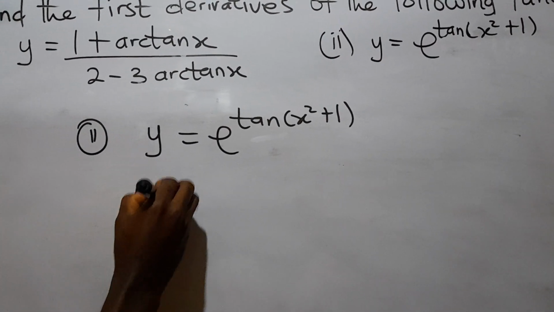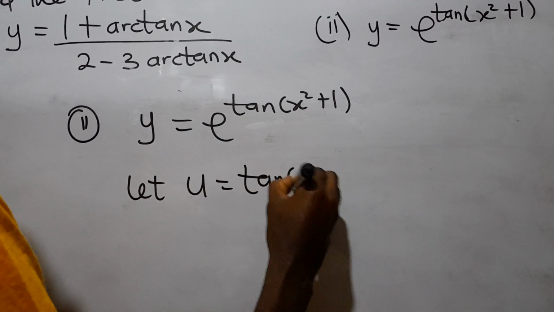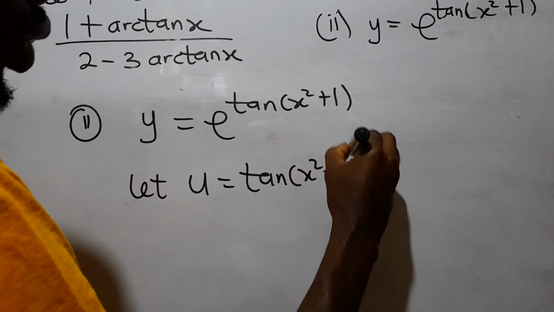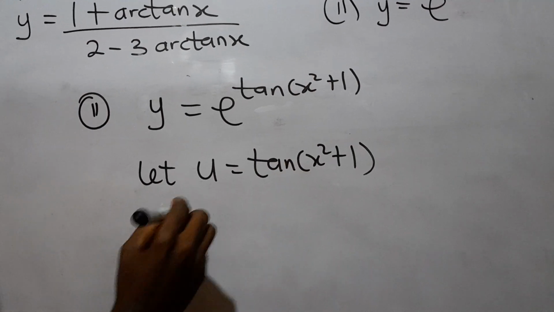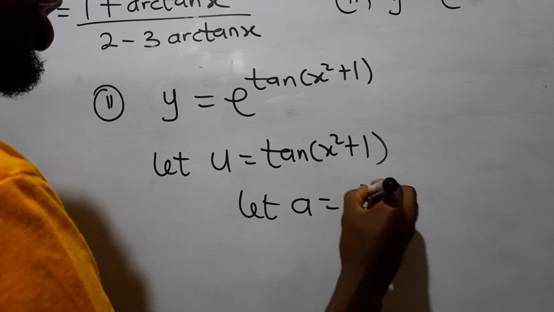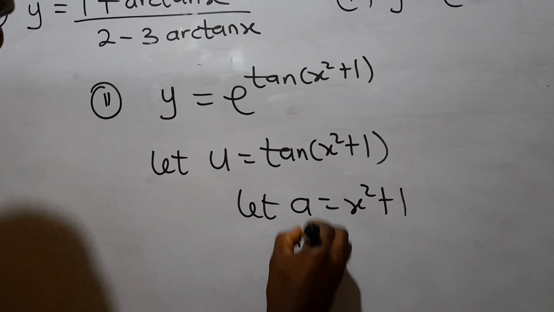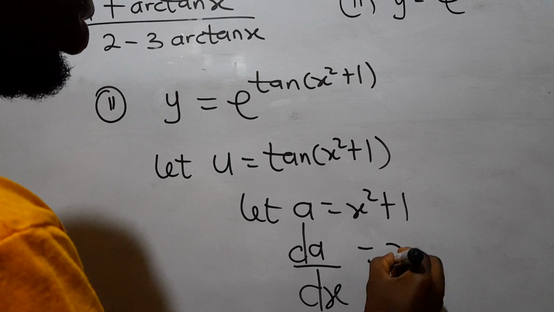So let's say we let u be equal to tan of x squared plus 1. I can do it straightforward, but for the sake of some of us, let's go like this. Then we let a be equal to x squared plus 1. So our da over dx will be equal to 2x.